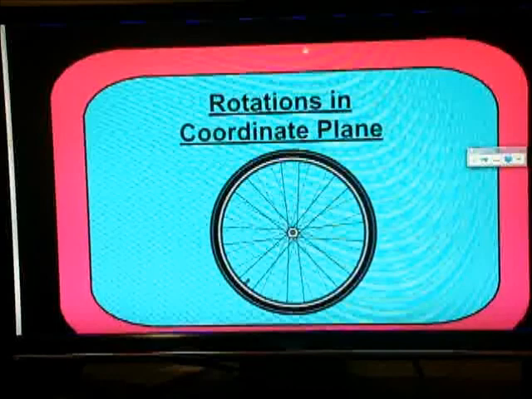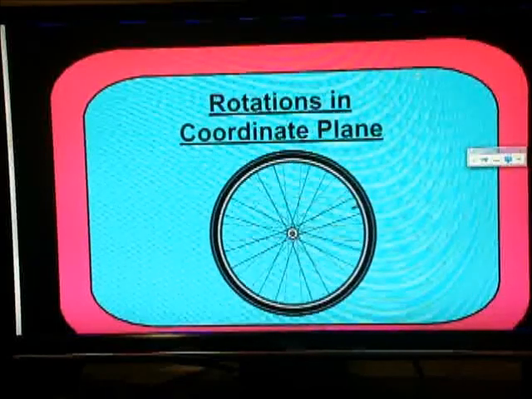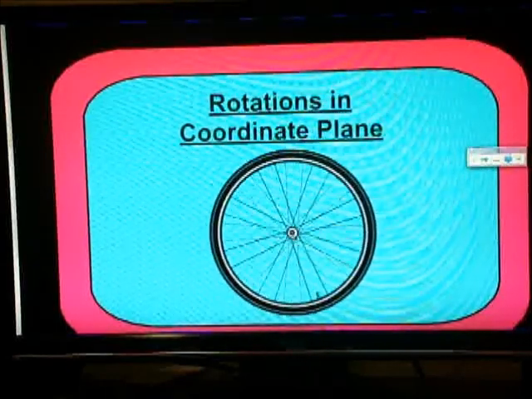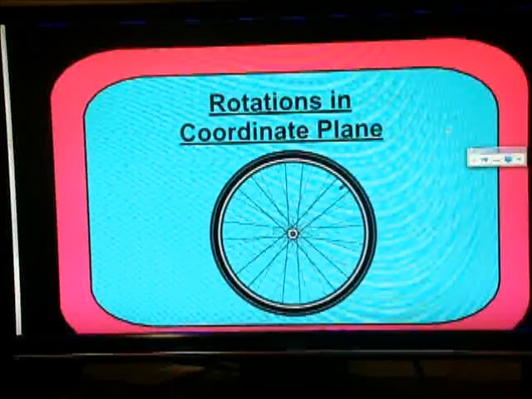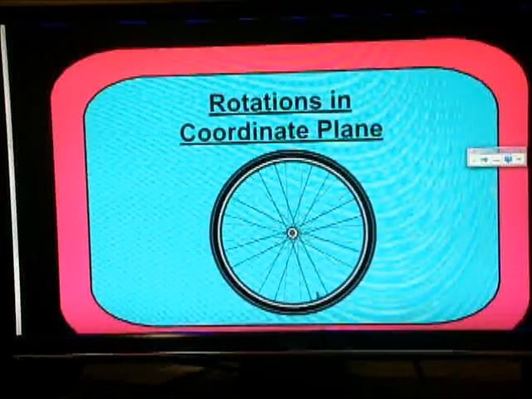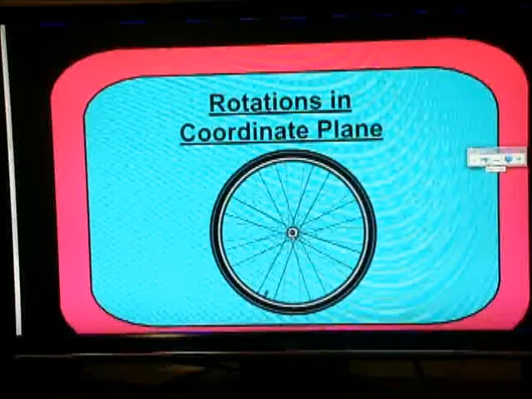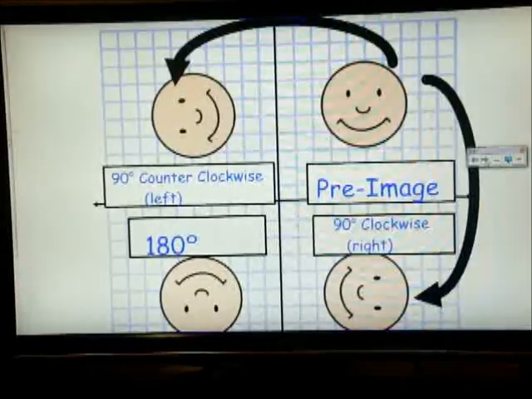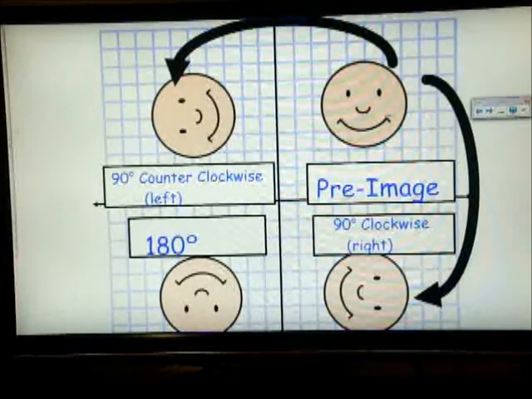So in this video, we're going to talk about rotations in the coordinate plane. Unlike reflections and translations, we actually have some formulas that we need to memorize in order to use. But before we do that, let's talk about what the possible rotations could be. I decided to use a smiley face as our pre-image as opposed to a geometric figure so you can kind of see what's happening in the picture.